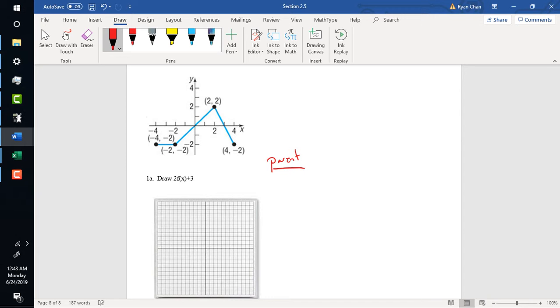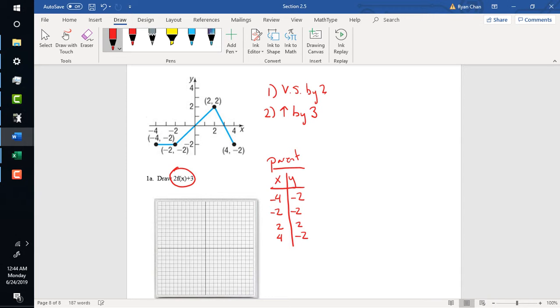My parent graph gives me 4 points. So I'm like, okay, I have (-4, -2), (-2, -2), (2, 2), and (4, -2). I notice it says draw 2 times f of x plus 3. So I should realize I have two transformations. I have a vertical stretch by 2, and I am going up by 3.